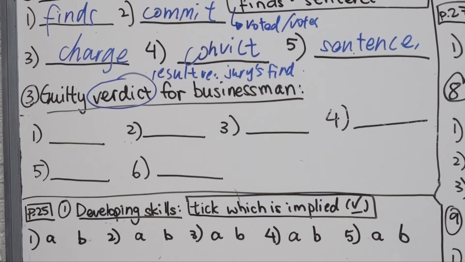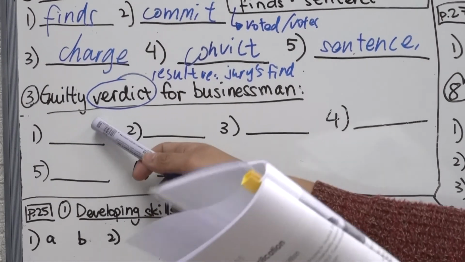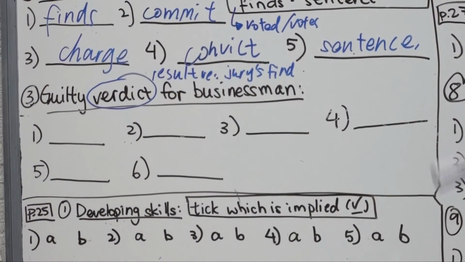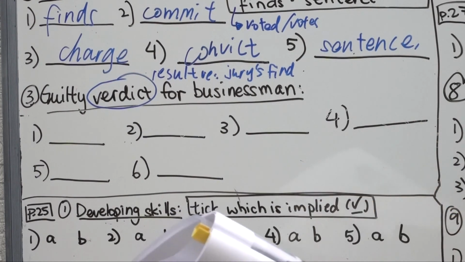Alright? So now we have to underline the correct words, okay? So number 1 is jury or judge. Number 2 is lawyers or cellmates. Cellmates means prison cell, someone you stay with together. Number 3, bribery or shoplifting. Bribery means to bribe someone.